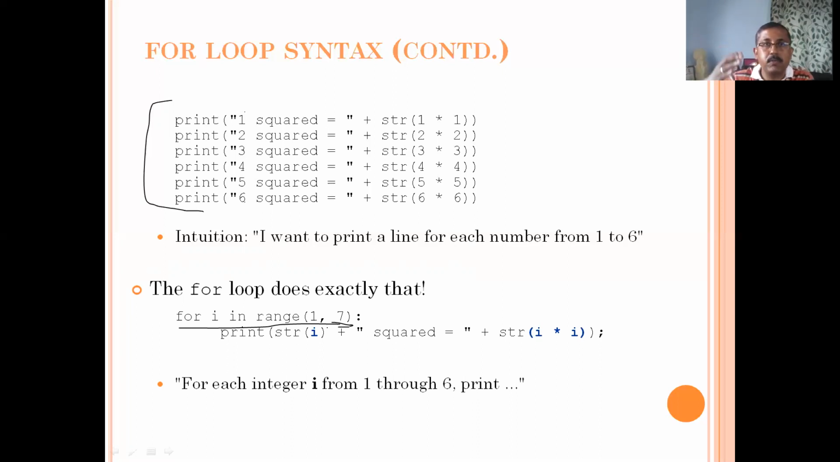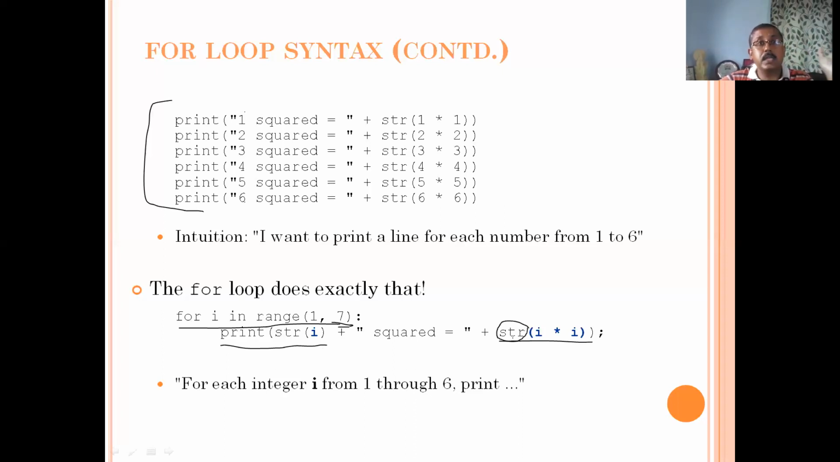stop there just before 7, and then I just print a statement, print str(i). So str(i) means it will convert the value of i, an integer, to a string, and then we will append a particular fixed string, squared is equal to, and then again you are going to give i squared, and again convert it to a str.